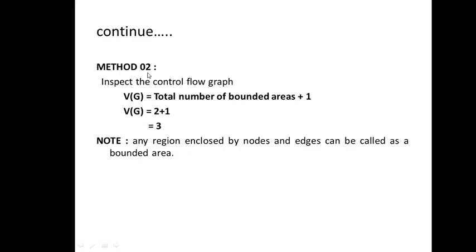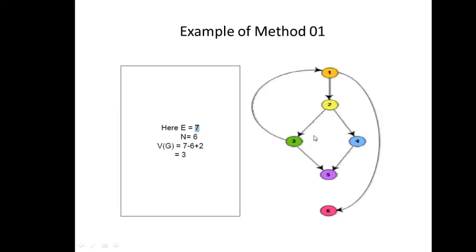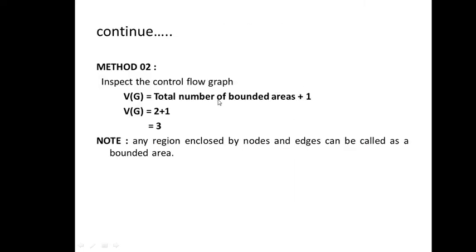Now what does the second method say? The second method is again by just inspecting the control flow graph, anyone can tell how many linear independent paths there will be, using the expression Vg equals total number of bounded areas plus 1. What is a bounded area? A closed region. One closed region is this, the second closed region is this. This one is open. So we have 2 bounded areas plus 1, that is 3. So you can match your answer with the first method. They should all be the same.